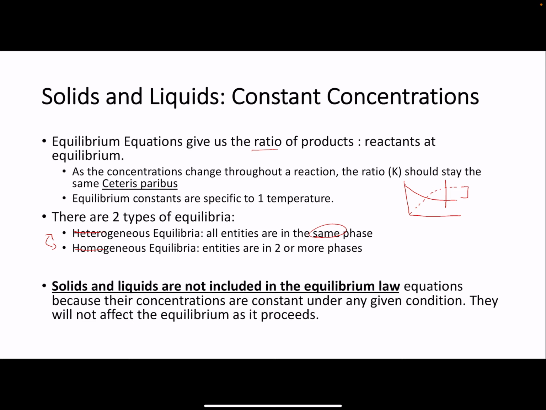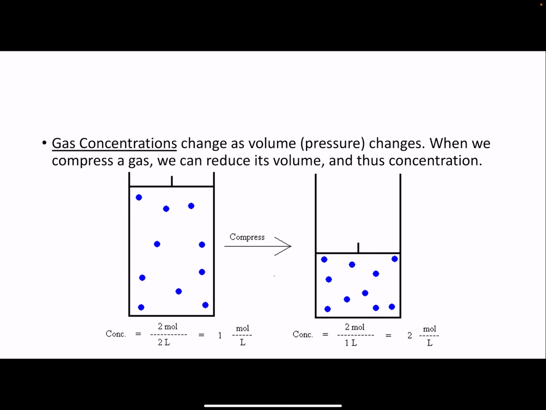Okay. So we said this already once. Solids and liquids are not included in the equilibrium law. We replace them with a 1. And the reason we replace them with a 1 is because their concentration is not changing, so it has no effect on the position of the reaction. So let's look at why the concentrations can and can't change.